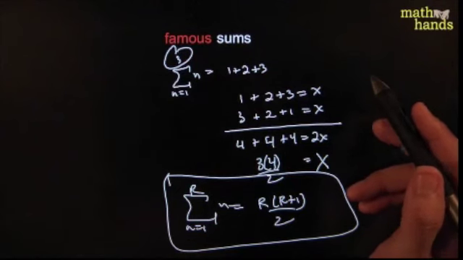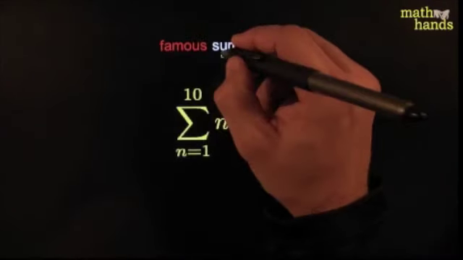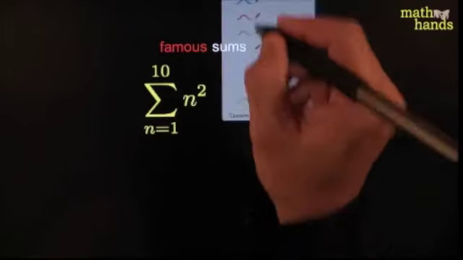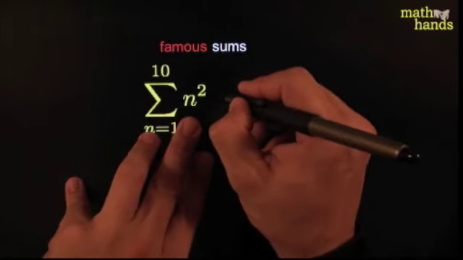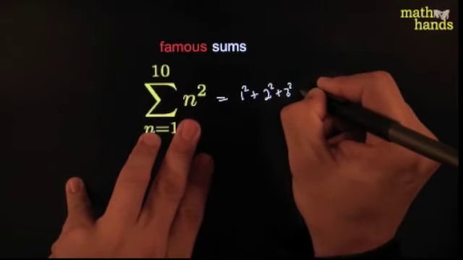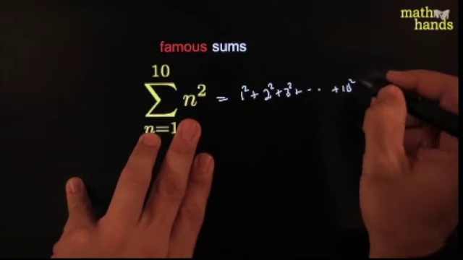But wait, there's more. Suppose you wanted to take that up a notch and add up this sum right here, the sum of all the squares. Of course, we want a nice and elegant way to do it. We don't want to do it like an insect where you just start doing them one by one: 1 squared plus 2 squared plus 3 squared all the way to 10 squared. What is that equal to?